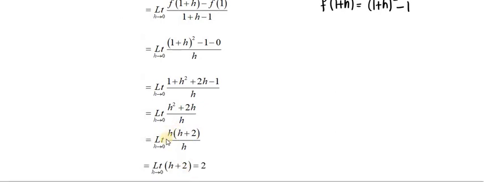Now cancel h and h. Then we are going to get h plus 2 as the simplification of this step. Now I am going to substitute 0 in the place of h. So 0 plus 2 is 2. Therefore RHD value is 2.